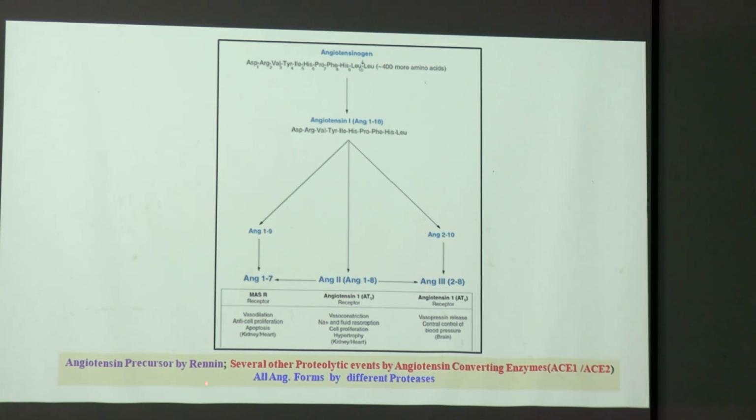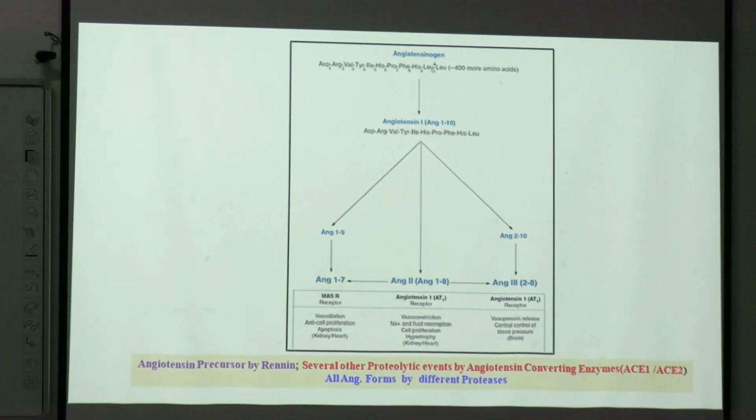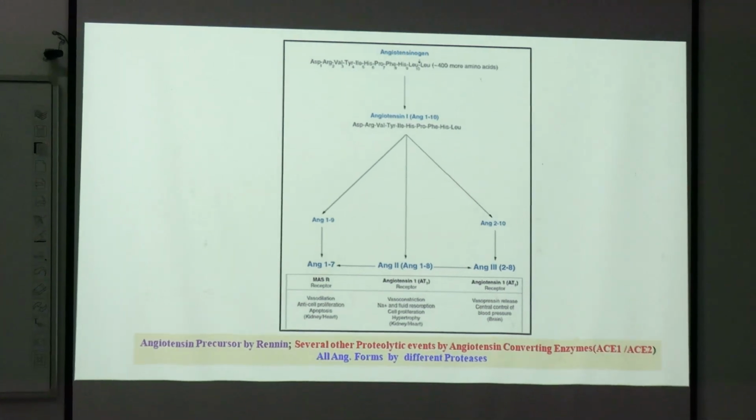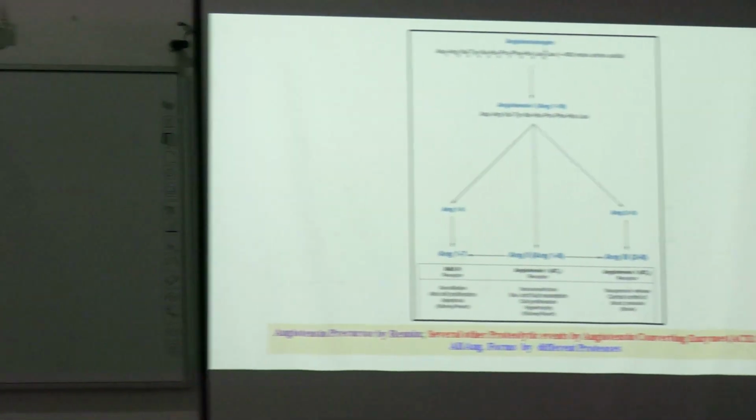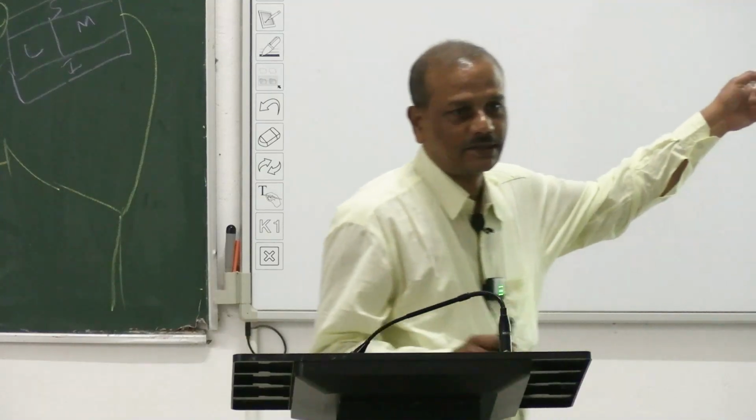And angiotensinogen is a precursor, and all the different forms of angiotensin are produced by the action of renin and ACE1 or ACE2. ACE inhibitors you will be using pharmacologically, and for many patients you will be required to give ACE inhibitor drugs also. This is another example.